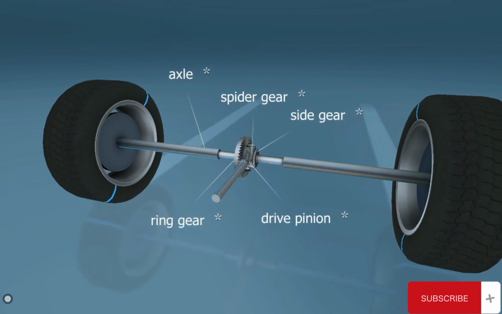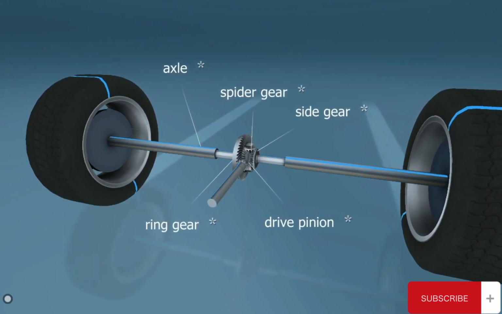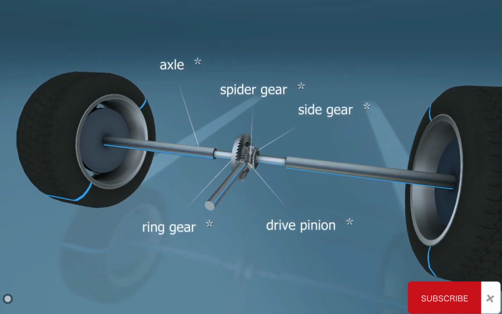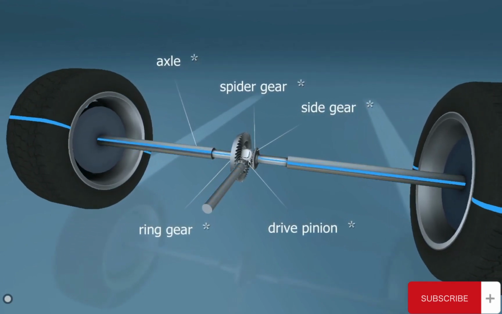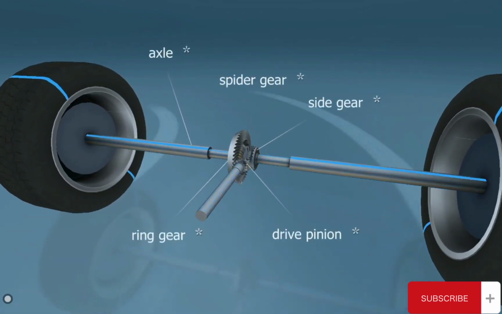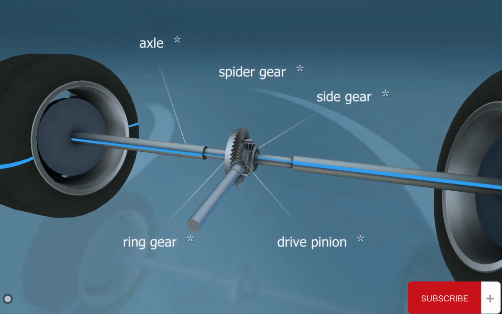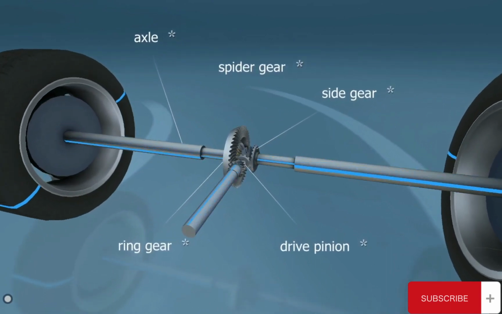The two spider gears are attached to the ring gear, and it can move in two ways. When the car is moving in a straight line, the spider gears rotate together with the ring gear. When the car is turning, the spider gears revolve around their own axes, thereby letting the wheels rotate at different speeds.